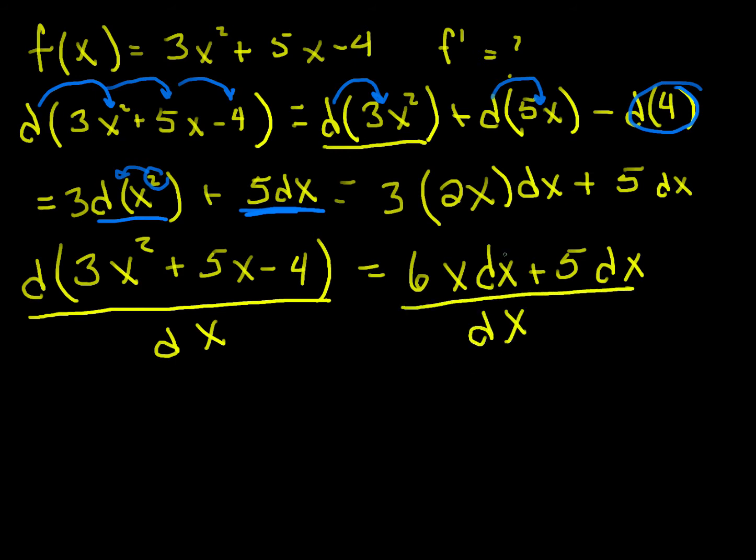And on the right-hand side, I've got dx is there, dx is there, dx is there, so they all cancel out. That way I know I did all my differentials right. So the derivative of this function is 6x plus 5. Or I can write using Newtonian notation that f prime of x is simply 6x plus 5.